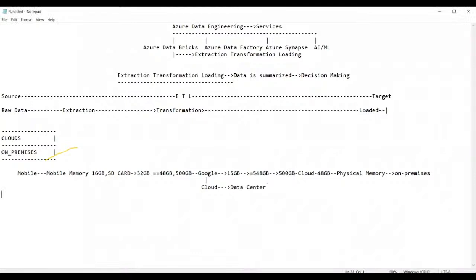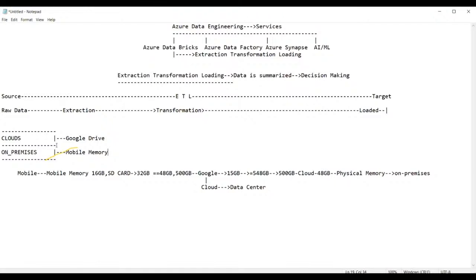So now, guys, in the same way, here you have cloud and on-premises. Cloud is nothing but storing the data onto the Google Drive, which is a cloud environment. And on-premises is nothing but storing the data in your mobile phone's physical memory. Mobile phone memory is called what? On-premises. Am I right, guys?